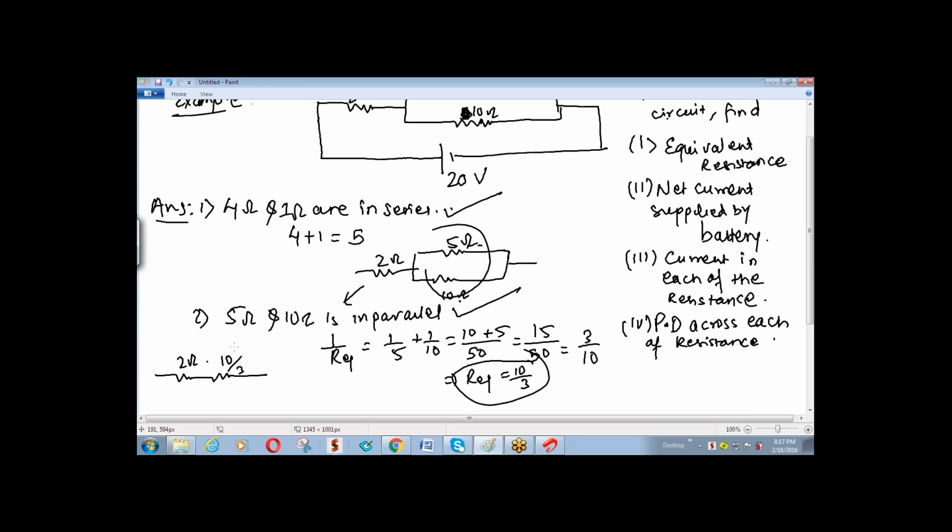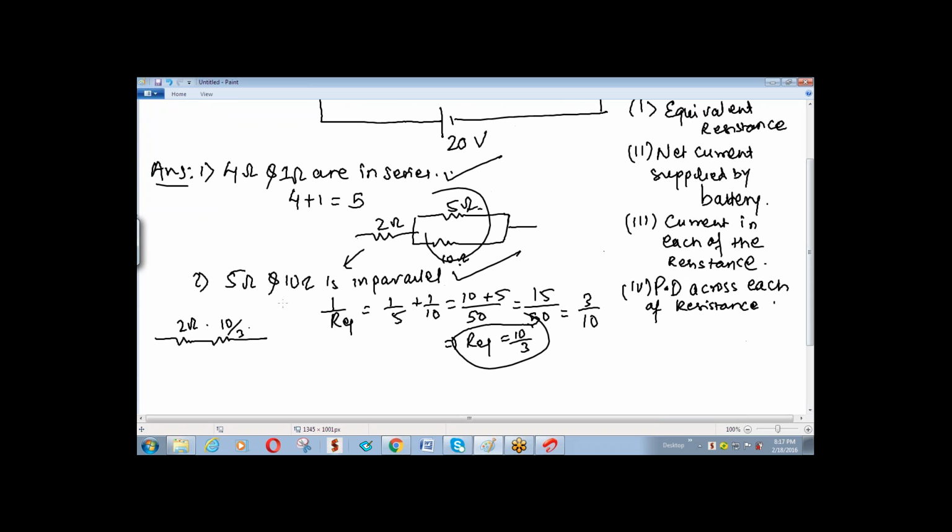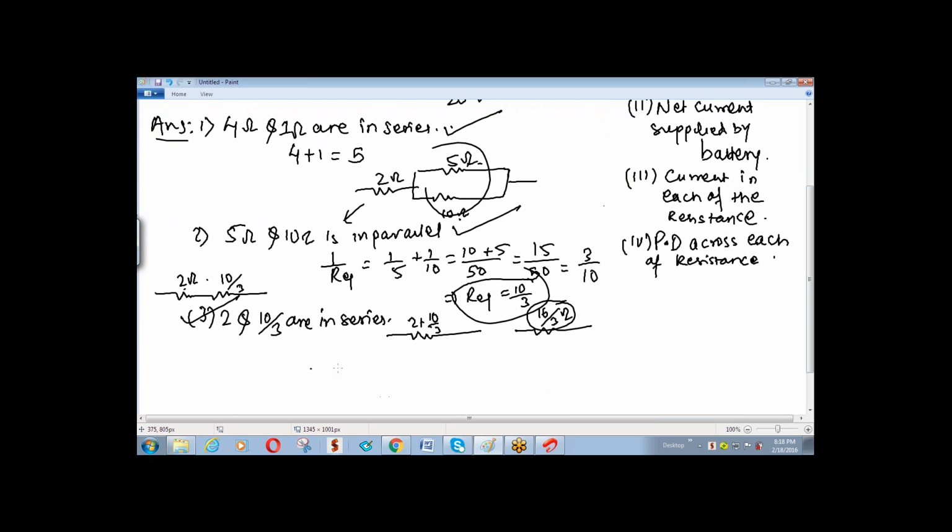No, sir. Right. Now the third statement which I will ask: do you think this 2 ohm and 10 by 3 ohm are in series? You think so? Okay. So if it is in series, can I remove this 2 and write 2 plus 10 by 3? That is how much? 3 into 2, 6 plus 10, so that will become 16 upon 3. So finally we are left with only one resistance, that is 16 upon 3.